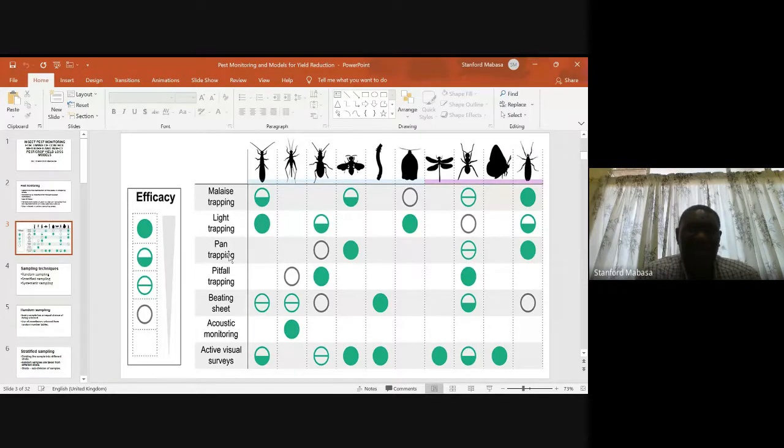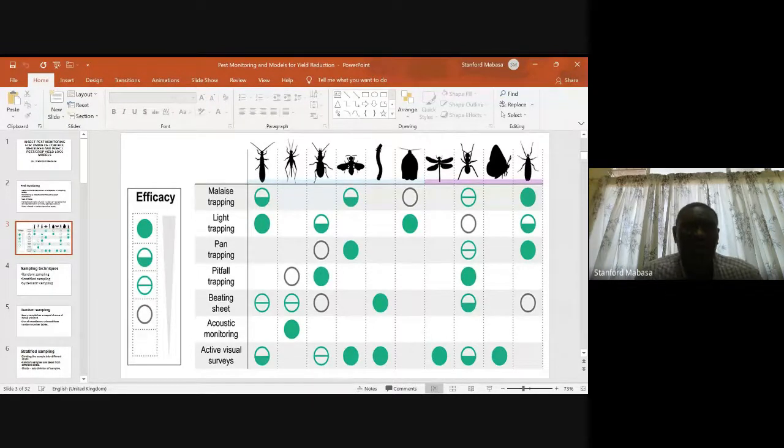Here I've just put a diagram showing you different kinds of insect pests. So there are various ways of catching these insects. There's malaise trapping, light trapping, bunny trapping, pitfall trapping, use of beating sheet, acoustic monitoring, probably use of sound.